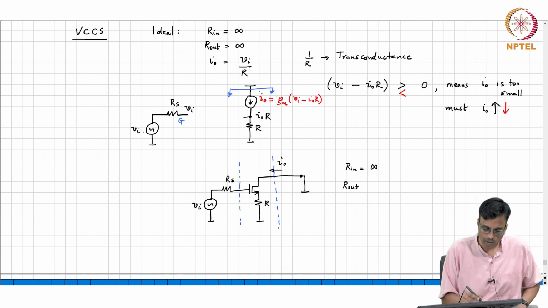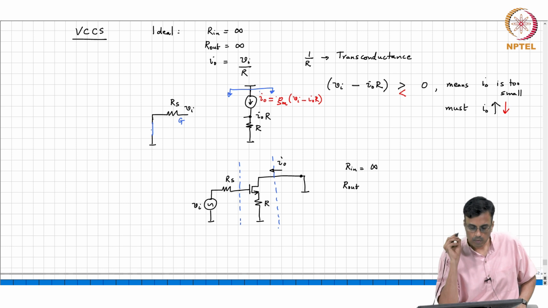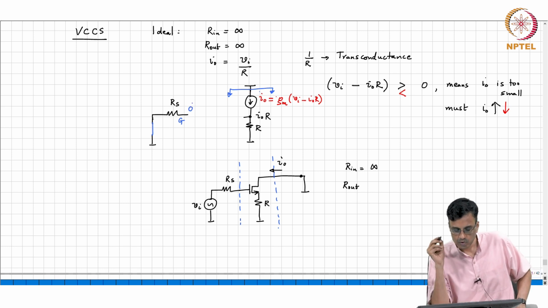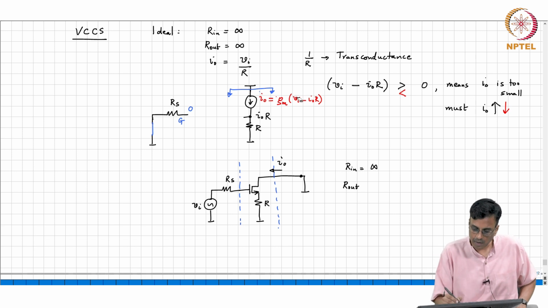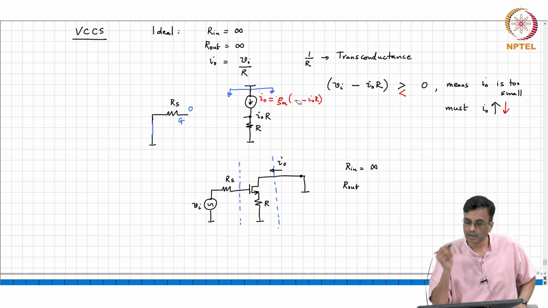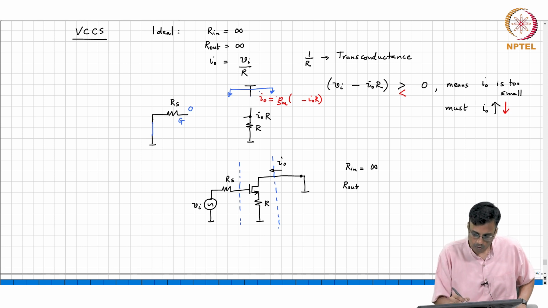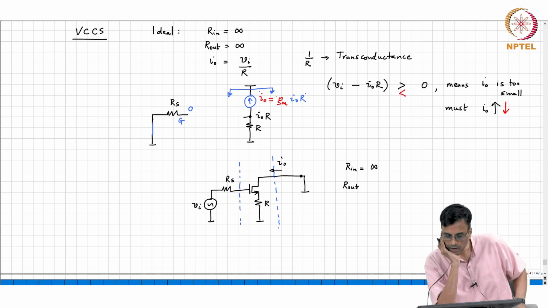We de-energize all the independent sources, so Vi becomes 0. Therefore, this Gm becomes Gm times 0 minus I naught R. So the direction of the arrow goes the other way. This is Gm times I naught times R.